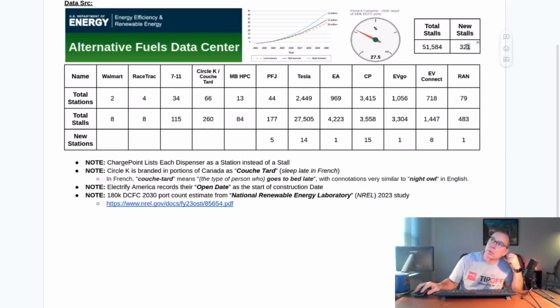This week, 321 new stalls were installed in the United States and Canada, bringing the total to 51,584. Pilot Flying J added 5 stations. Tesla added 14 stations. Electrify America did not add one. That's left over from last week. ChargePoint added 15. EVgo added 1. EVconnect added 8. And the Rivian Adventure Network added 1. And again, these are stations. Let's go ahead and get into the data.